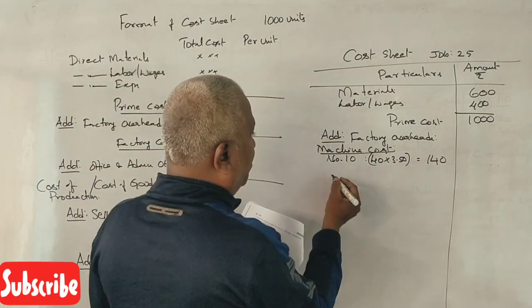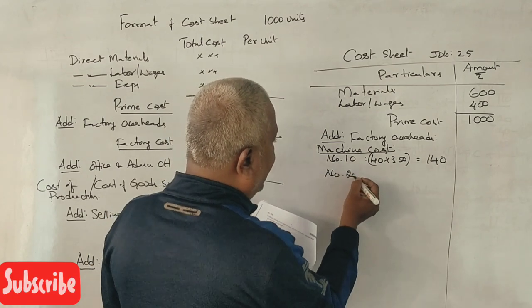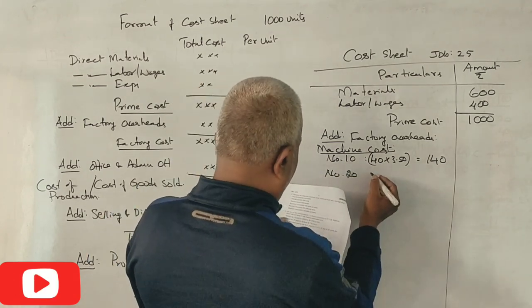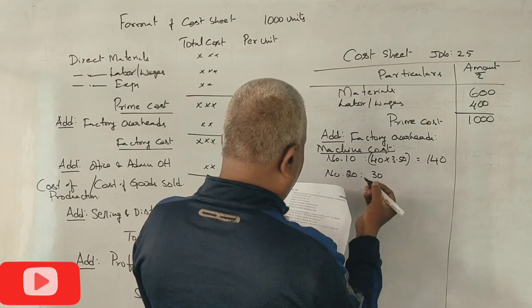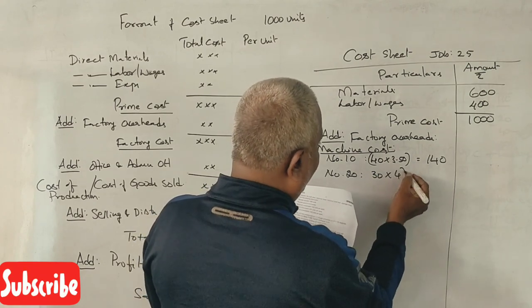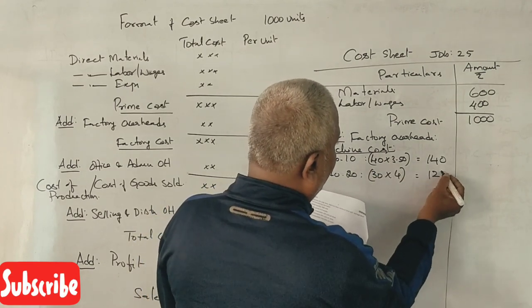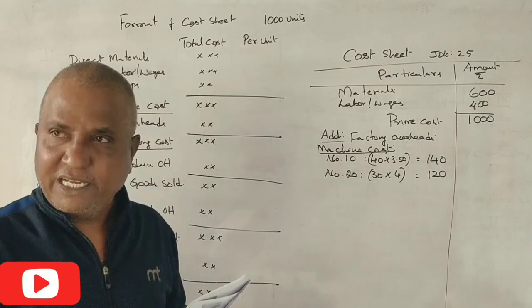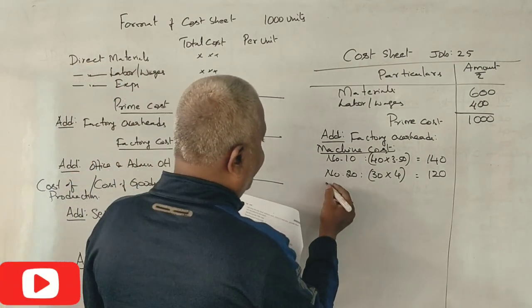140 rupees. Machine number 20, how many hours we used? 30 hours we used, correct? And how much we have to pay? 4 rupees per hour. How much is it? 120 rupees. Correct? Next, welder.